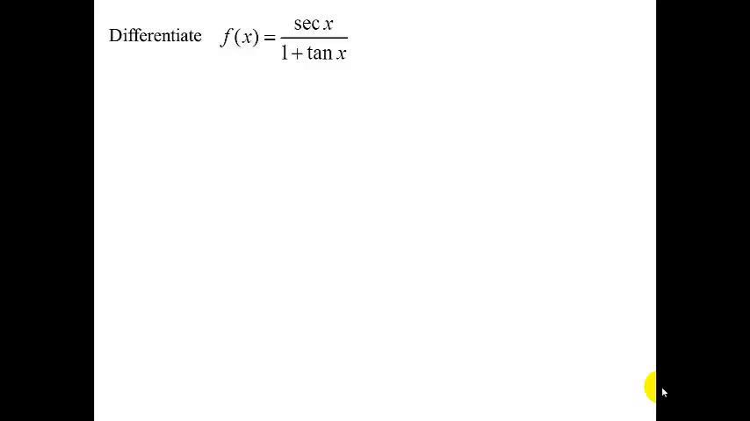We'd like to differentiate this function. We see that we have a quotient, so we're going to use the quotient rule, and we're going to take the bottom, 1 plus tangent x, times the derivative of the top. The derivative of secant x is secant x tangent x, minus the top, which is secant x, times the derivative of the bottom. Derivative of 1 is 0.